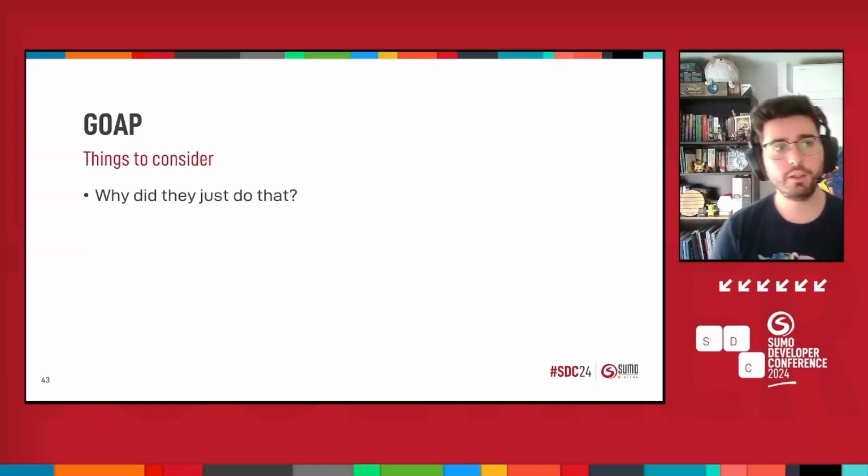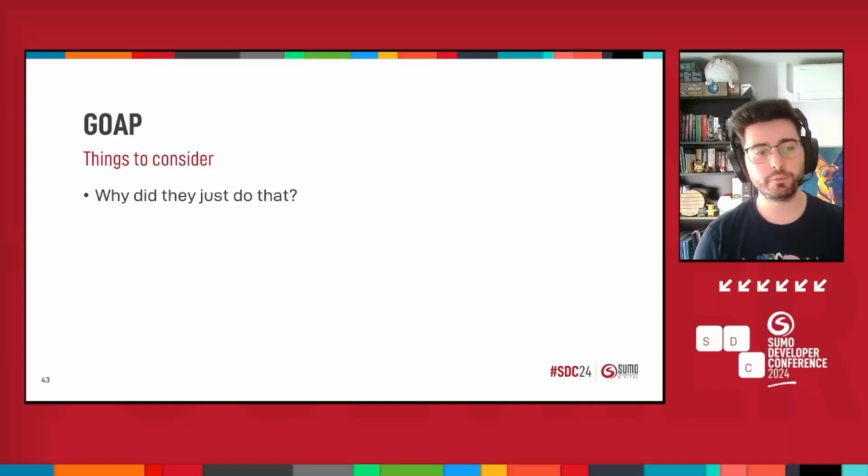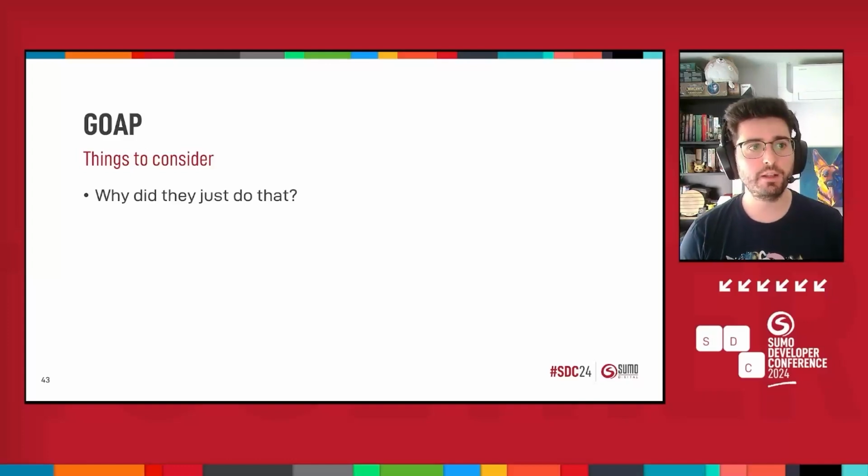Some things to consider. Why did they just do that? This is something that will leave your designers scratching their heads. Because it's so systemic, you might sometimes wonder why they decided to do that at that moment in time. Debugging information will be your friend here. Have as much of that information as possible. Things like why did it decide to pursue this goal? Why did it reject other goals? Why did it not perform one action over another? All this information would be really useful to debug these sort of issues.